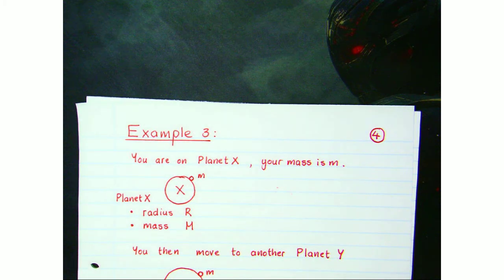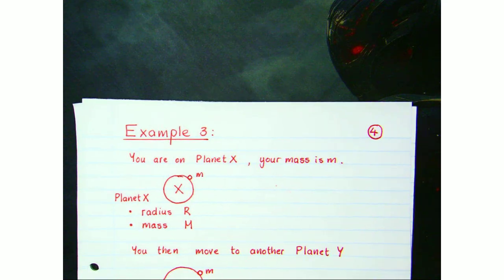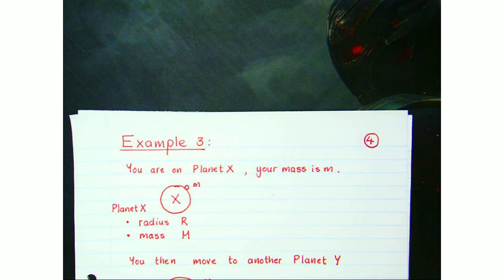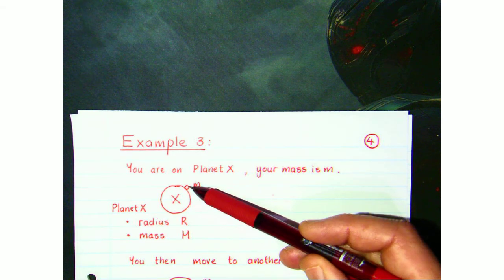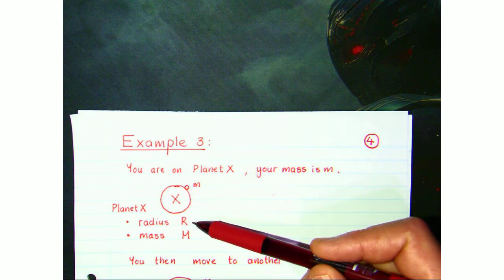In this example, we are looking at planet X. There's a mass sitting on the surface of planet X. Planet X has a radius r. It has a mass capital M.